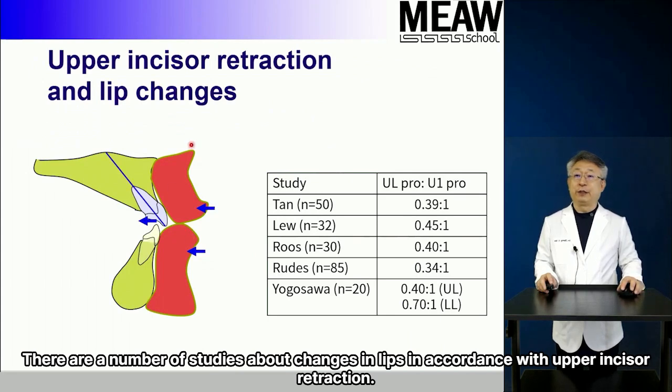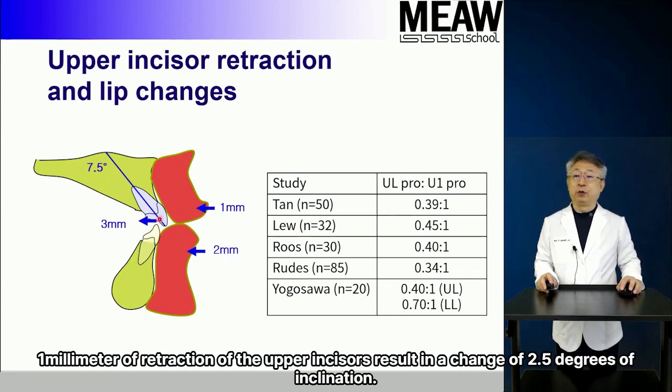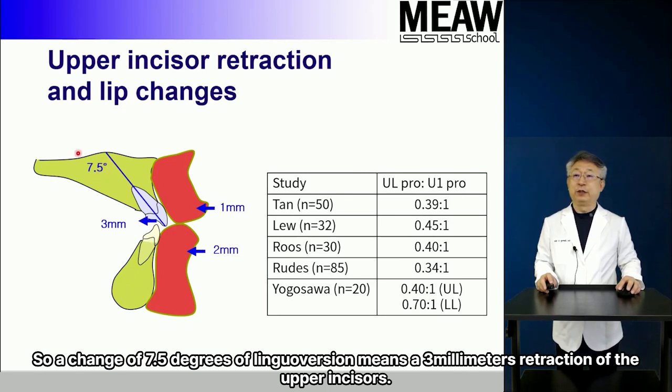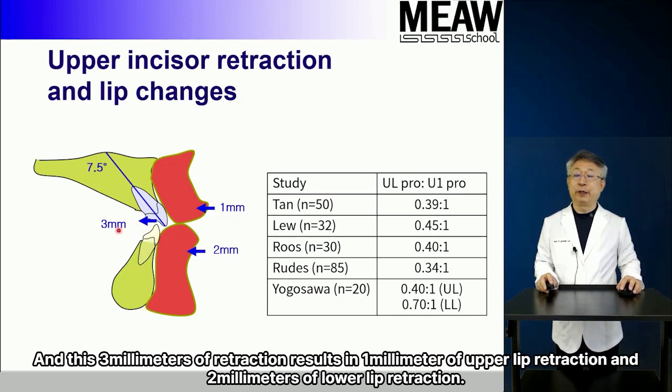There are a number of studies about changes in lips in accordance with upper incisor retraction. 1 mm of retraction of the upper incisors results in a change of 2.5 degrees of inclination. So a change of 7.5 degrees of linguoversion means a 3 mm retraction of the upper incisors. And this 3 mm of retraction results in 1 mm of upper lip retraction and 2 mm of lower lip retraction.